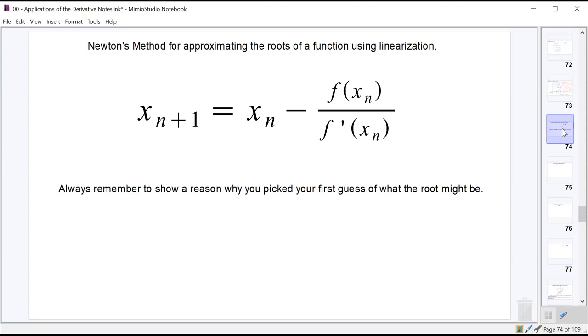And we're going to always remember when we use this formula to show a reason why you picked your first guess of what the root might be. Don't just pick a million and hope it's going to eventually work out. But find a reasonable guess and use that reasonable guess. Explain why you use it.